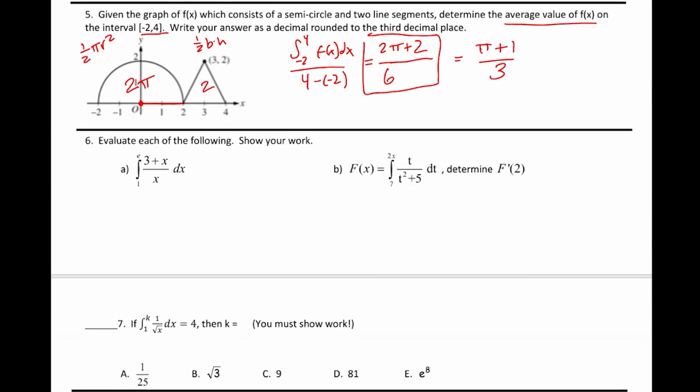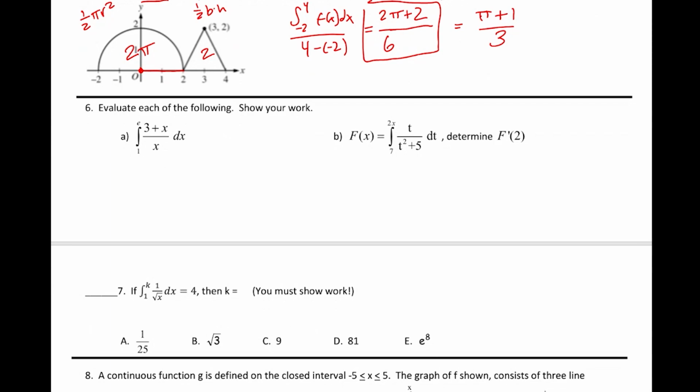Number 6 says evaluate each of the following. The first one is the integral of 3 plus x over x dx. And so we're going to use that second part of the fundamental theorem to evaluate that.